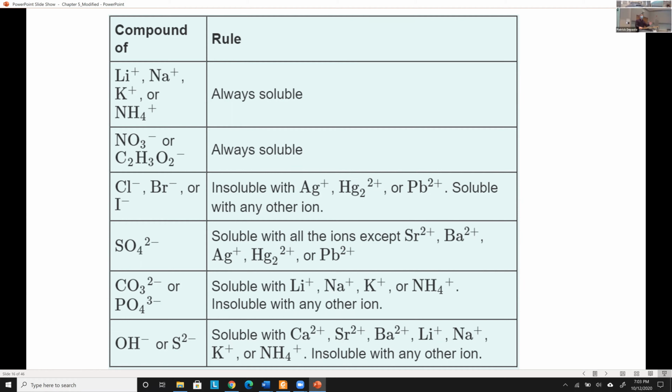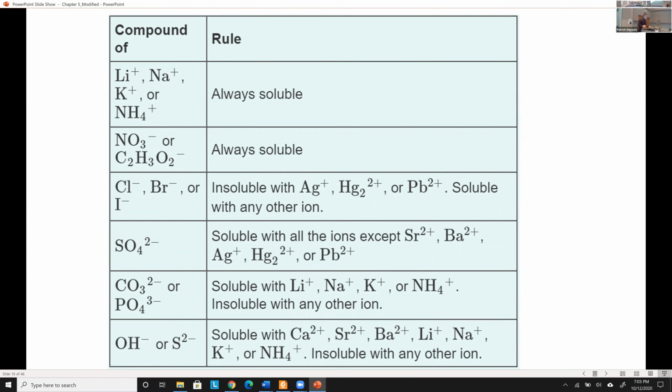Try your best to memorize it, but from a student's perspective, don't focus on the little tiny rules too much. Just focus on the big ones I'm emphasizing: the lithium, sodium, potassium, ammonia, the nitrate and acetate always soluble, and to raise a red flag with silver, lead, and mercury. Everything else is good to know. It'll definitely help you and make it easier for you. But with deductive reasoning, you should be able to figure that out.